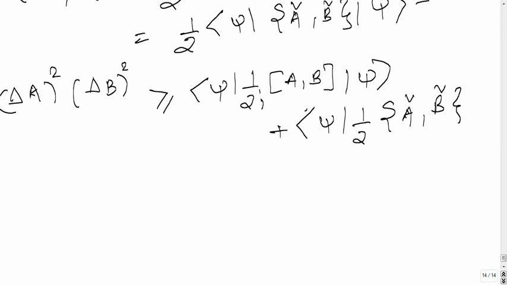So this can be viewed as the most complete form of the uncertainty inequality. This uncertainty, or variance, inequality is between two Hermitian operators A and B.